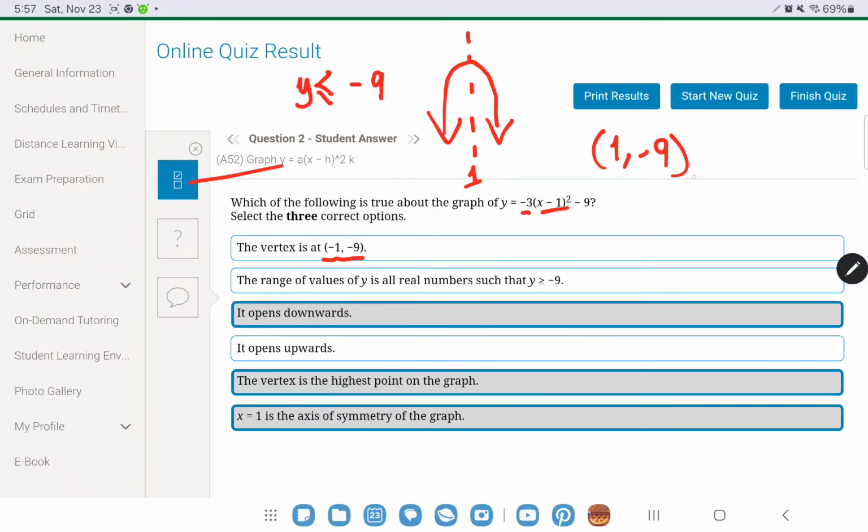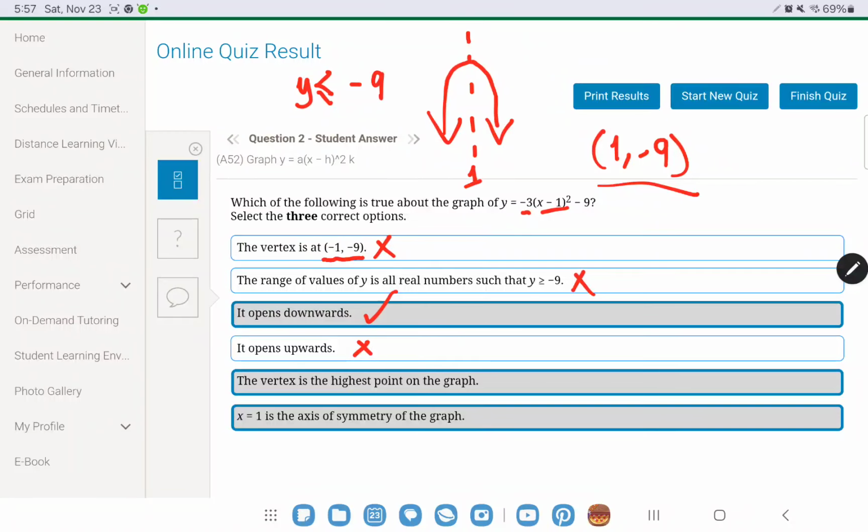Vertex -1, -9. No, it's +1, -9, so this is wrong. Range of values are all real values such that y greater than or equal to -9. No, it's less than. This is wrong. Opens downwards. Yes, it does open downwards. This is correct. Opens upwards. No, it doesn't open upwards.